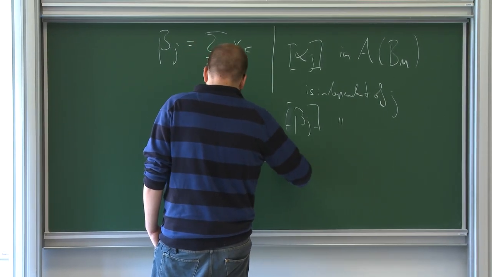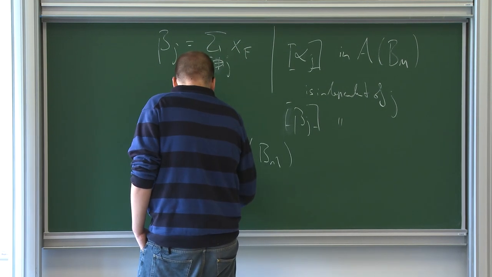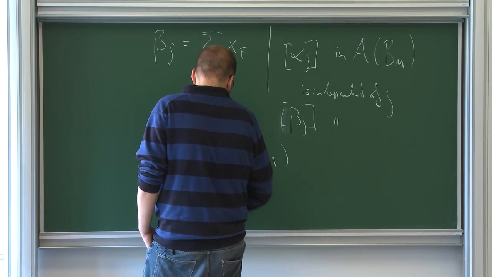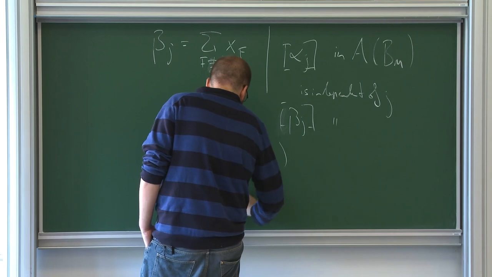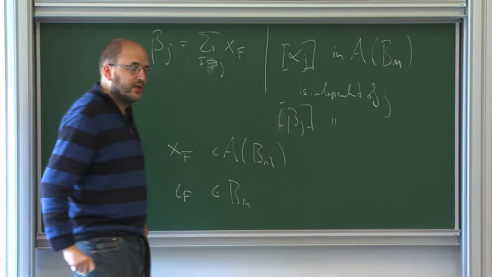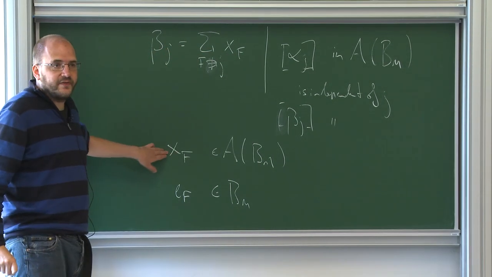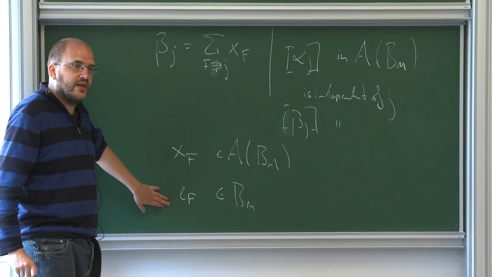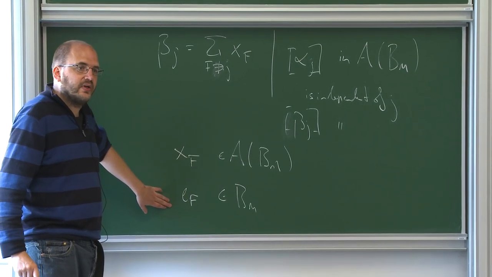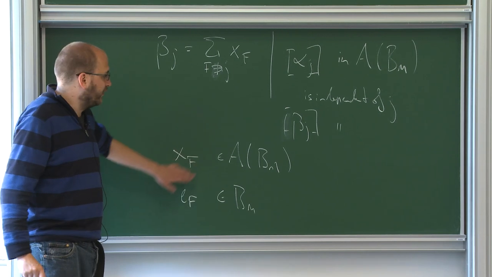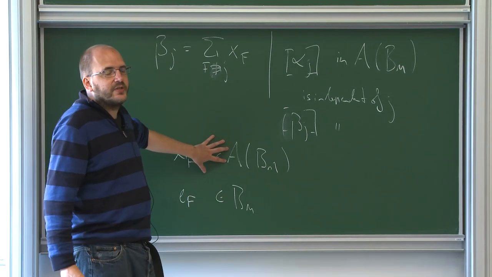XM is in B of M. Yeah, A B of M. EF is an element of B of M. That's the distinction. So what is XF? It's a characteristic function of this ray, E of F. Think of this, A was the ring of Kalai's polynomial functions.